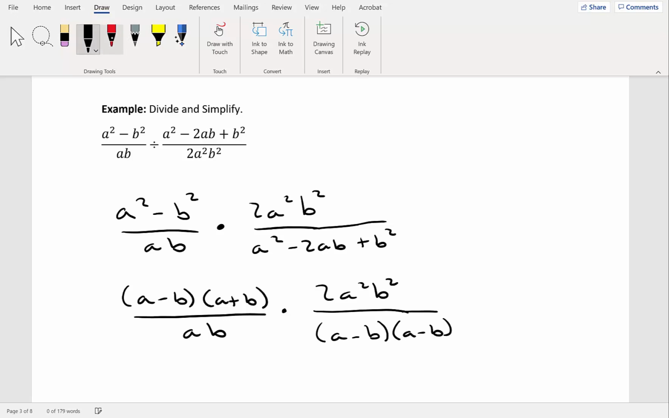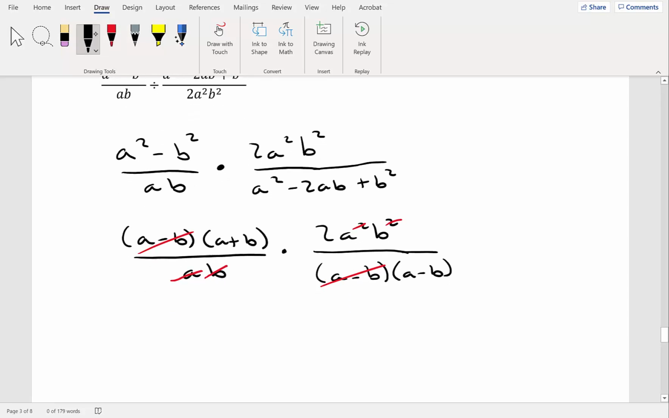And now you look for common factors. So one thing I noticed is that I have a minus b in common. I could cancel those out. Now be careful here. A plus b and a minus b, these are not the same. I can't cancel those out. But another thing I can cancel out is this a with one of these in the numerator. And I could also cancel out one of these b's with one of these b's in the numerator. So now I'm left with 2a times a plus b. That's what I have in the numerator. And in the denominator, I just have a minus b.